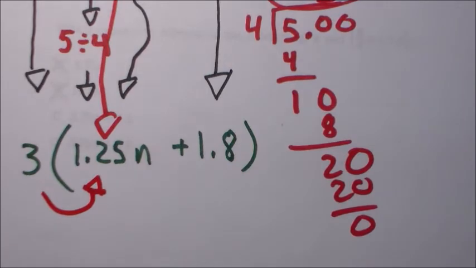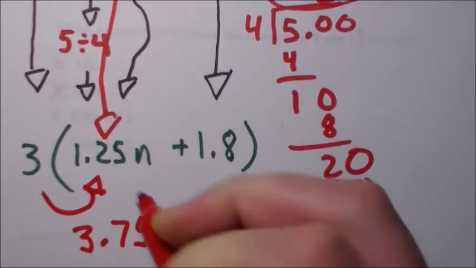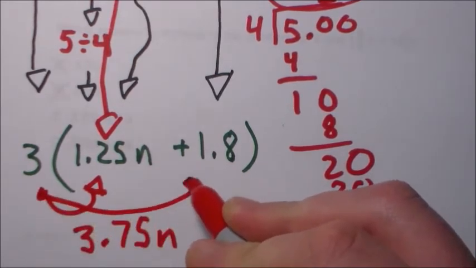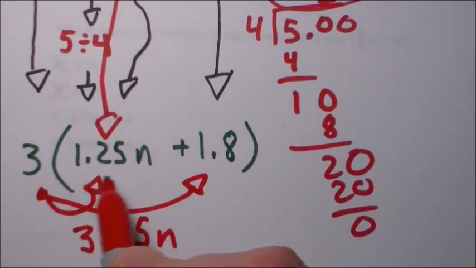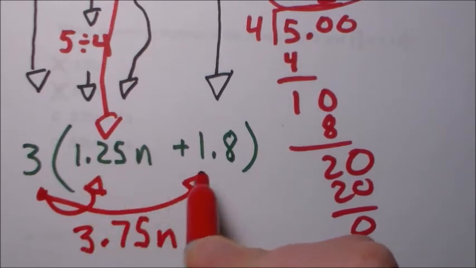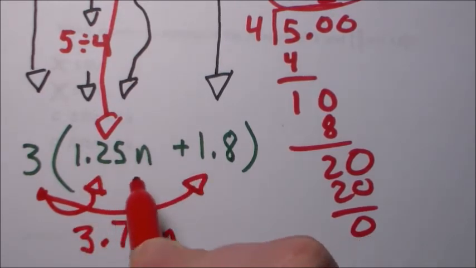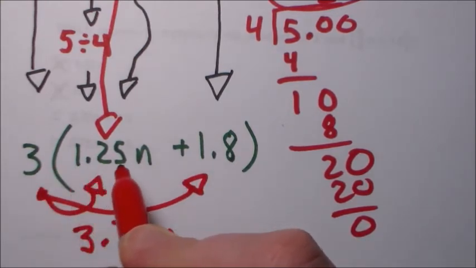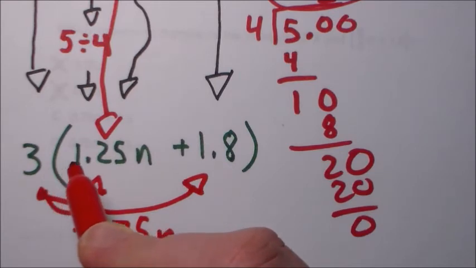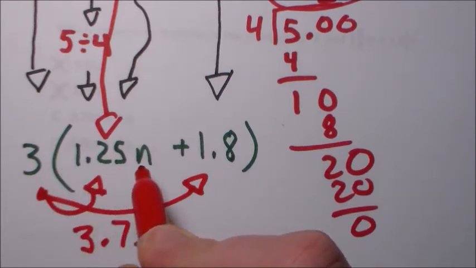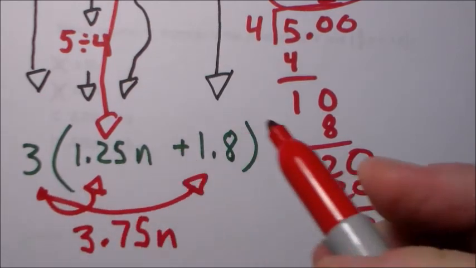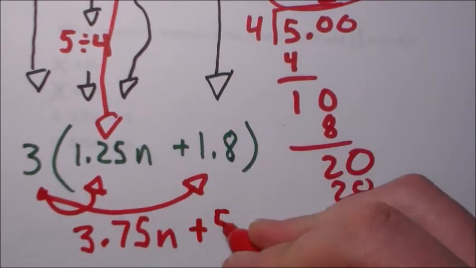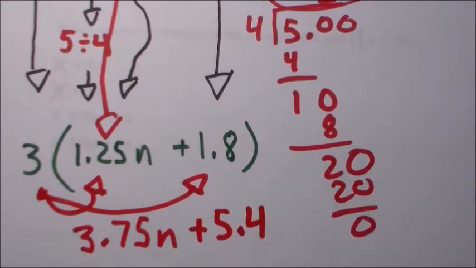3 times 1.25n is 3.75n. And then you have to use the distributive property, distribute that number before the parentheses to both terms inside the parentheses. Remember, the n carries forward with the first term with its coefficient. So multiplying 3 times 1.25n is like multiplying 3 times 1.25 times n. It's all the same term. This is a coefficient and a variable. And 3 times 1.8, you can do it out. Don't forget the plus. You can do it out long form if you want, but it's going to be 5.4.